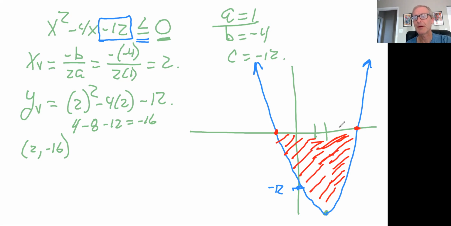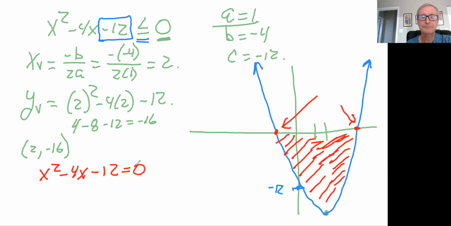So basically, how do we define the solution set? The key is to find these 2 points. I told you we'd be finding intercepts a lot. How do we do that? Well, you set it equal to 0 and solve. So we have x squared minus 4x minus 12 equals 0.